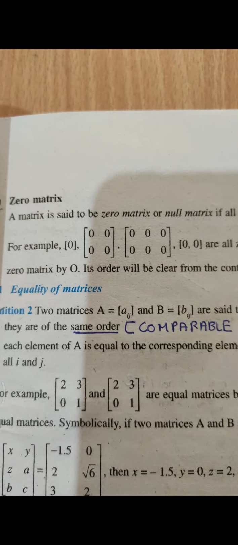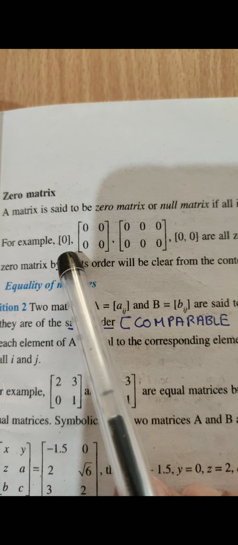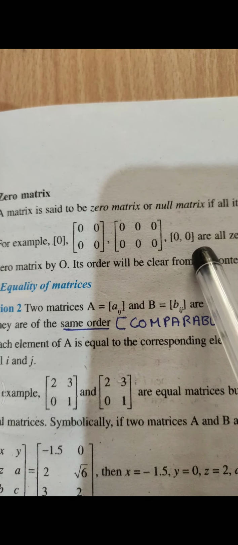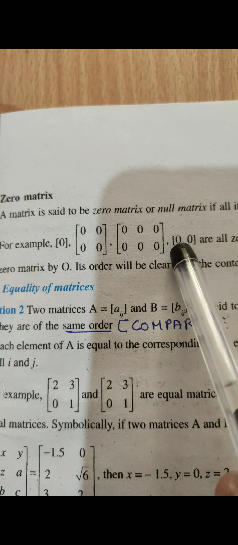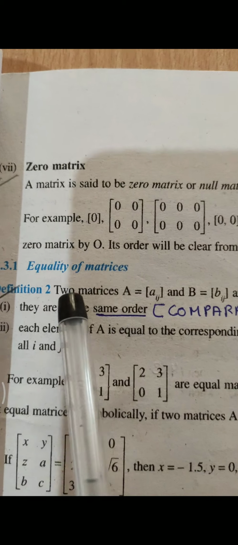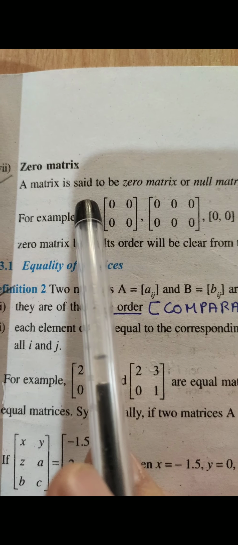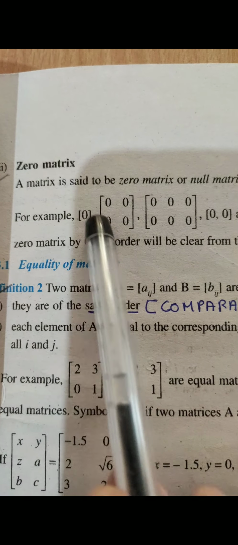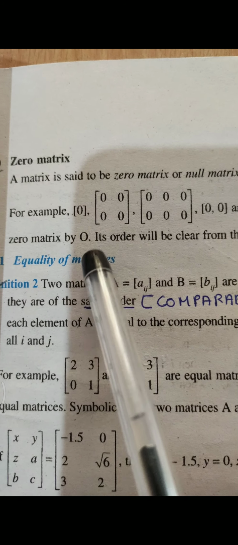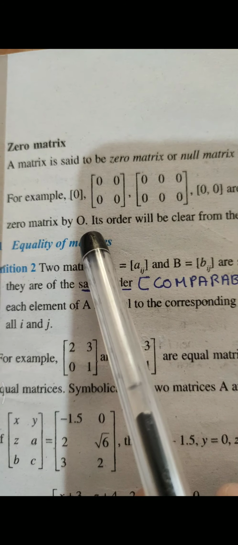If all of its elements are equal to 0, its order can be 1 by 1, 2 by 2, here 2 by 3. What is the number of rows? 1 row, 2 columns, so 1 by 2. How do we denote it? There is a particular symbol to represent the zero matrix. This 0 we are writing, and we read it as the zero matrix.